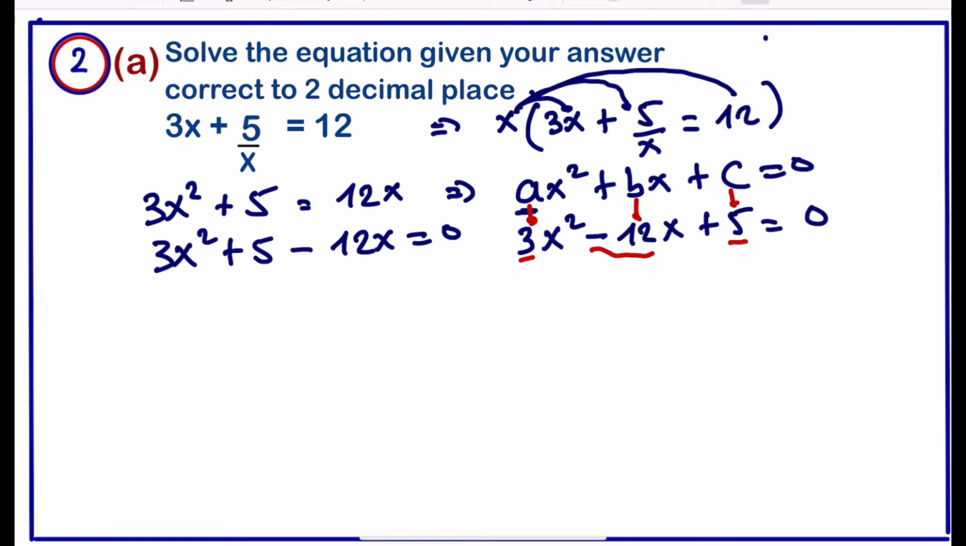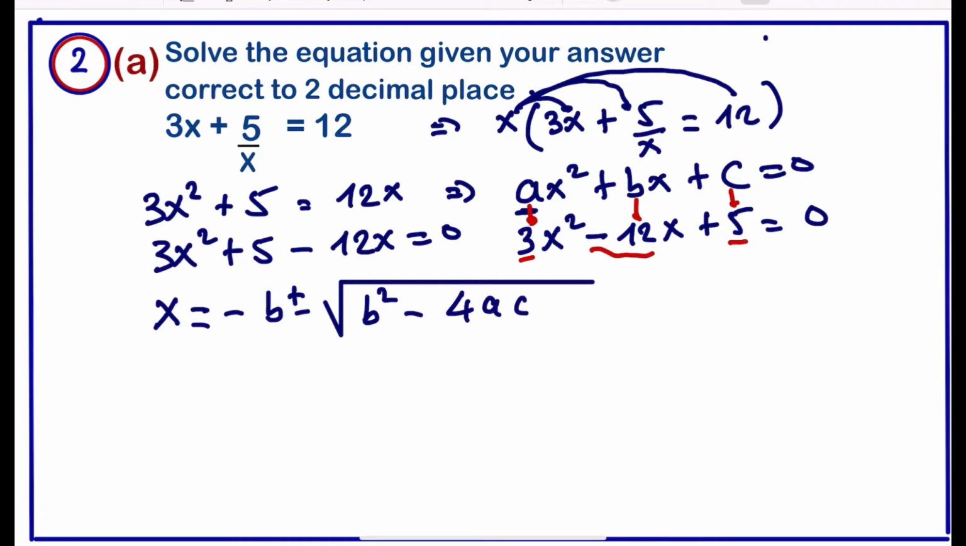So I hope you can remember the quadratic formula, which is x equals to minus b plus or minus the square root of b squared minus 4ac, divided by 2a. So this is the quadratic formula. To move further, we just need to substitute.